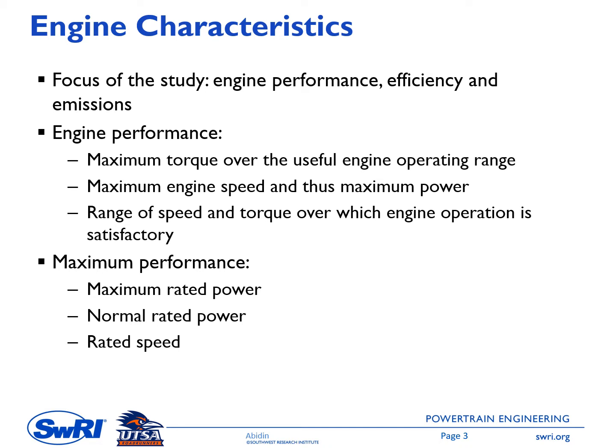And then we have a normal rated power, so this is what we usually see in the engine spec. This is the highest power an engine is allowed to develop in continuous operation. And then what is the speed at that maximum power? It's called rated speed. So this is the crankshaft rotational speed at which rated power is developed.